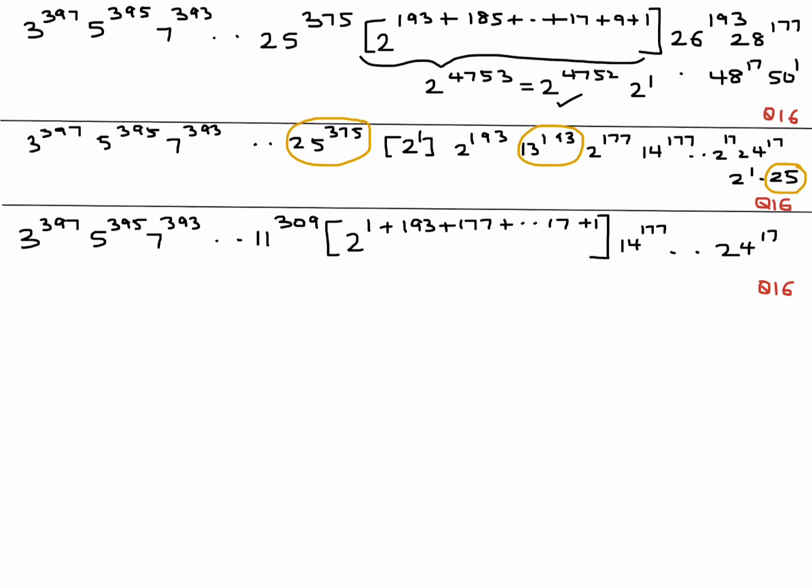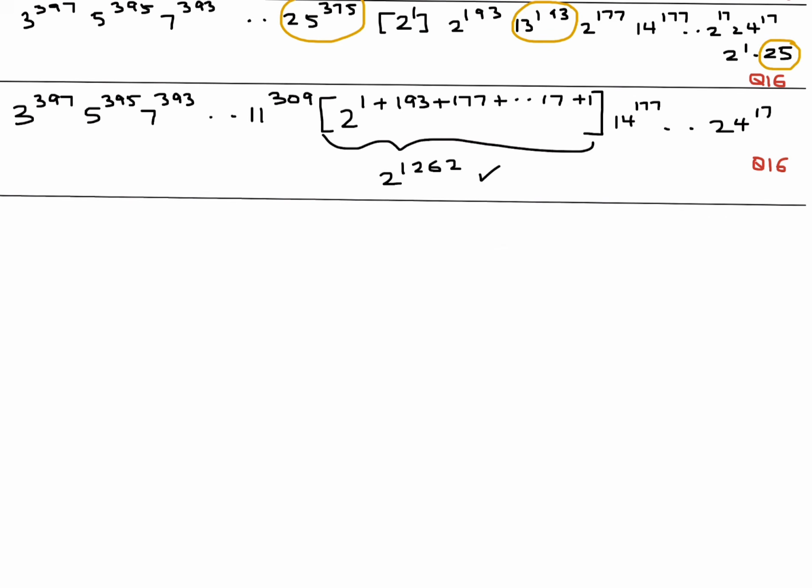Now, these guys in here, when you add it all up, 2 to the power of 1262. And that's even. So beautiful. We got rid of those. Well, we're getting down to the wire now. We just have to split up these guys. And as you can see, there's only 5 numbers left on that side. So let's break up the other side.